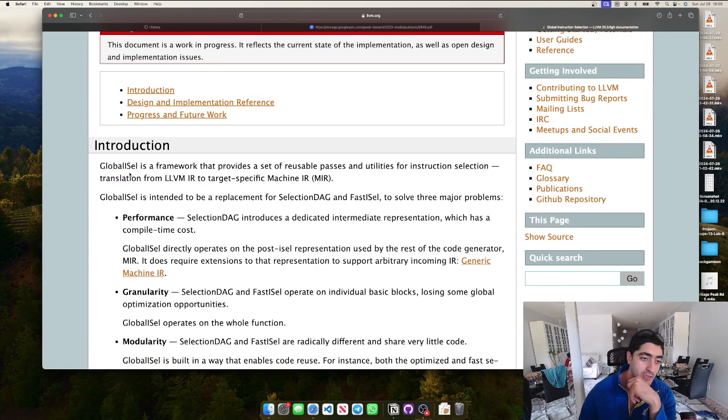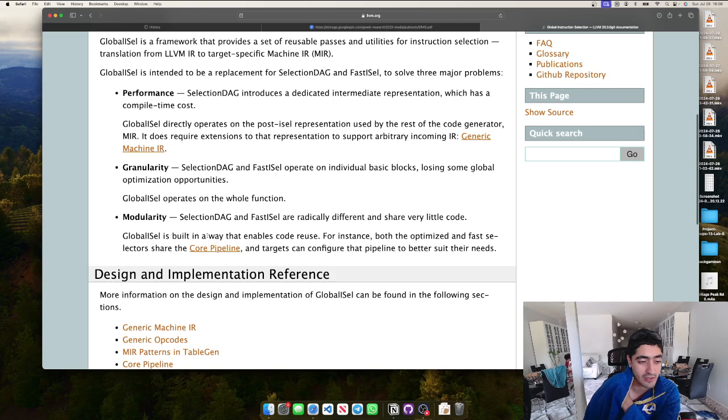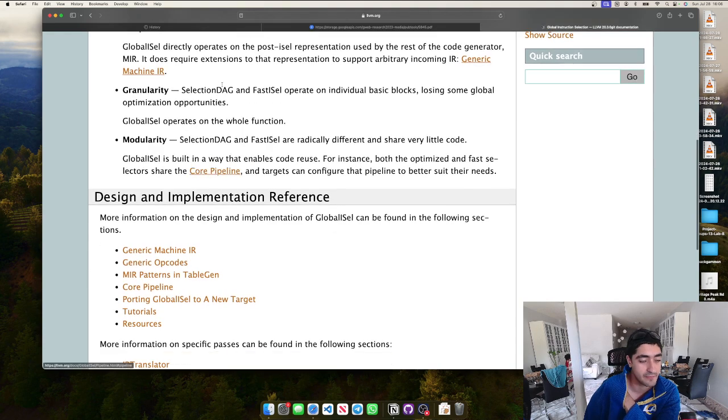Global instruction selection is a framework that provides a set of reusable passes and utilities for instruction selection translation from LLVM IR to target-specific machine IR. Global instruction selection is intended to be a replacement for selection DAG and fast instruction selection to solve three major problems: performance, granularity, and modularity.